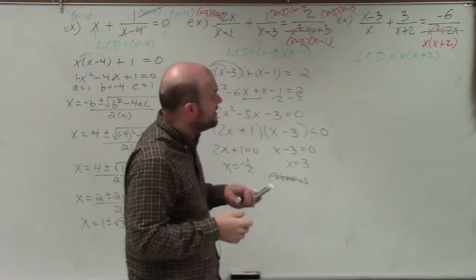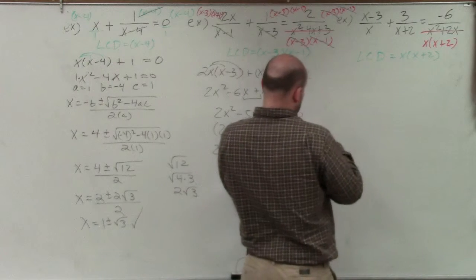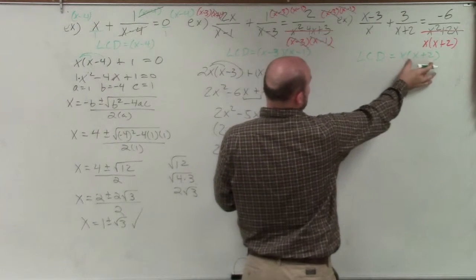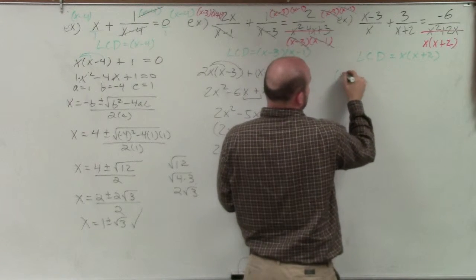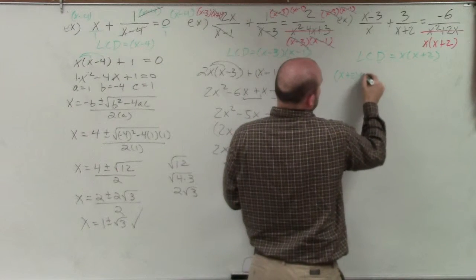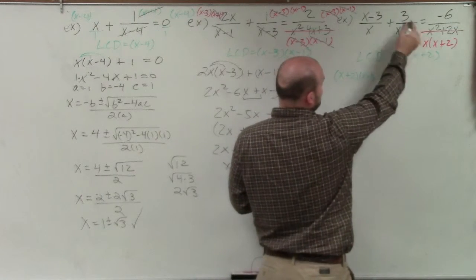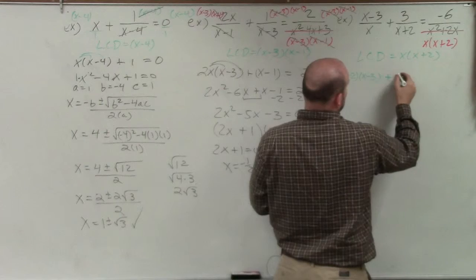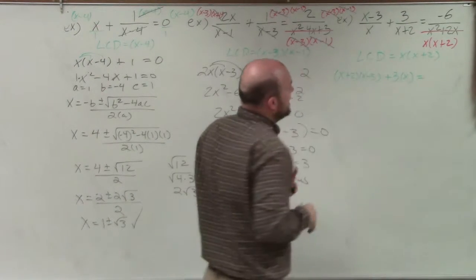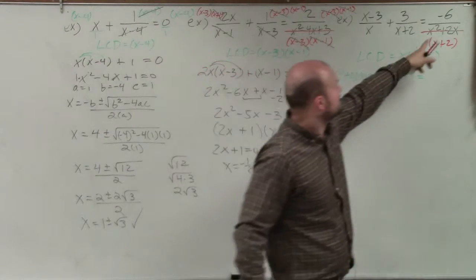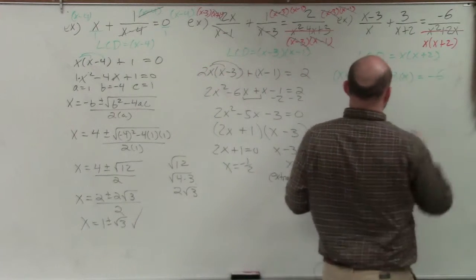Now, I did kind of run out of some space here, so I'm going to do a little bit of mental calculation. And when I multiply x times x plus 2 times my first term, my x's are going to divide out, and I'm going to be left with x plus 2 times x minus 3. When I multiply my LCD times this, the x plus 2's divide out, so I'm going to be left with a 3 times x. And when I multiply my LCD times my term over here, both my x and my x plus 2's are going to divide out, leaving me with a -6.